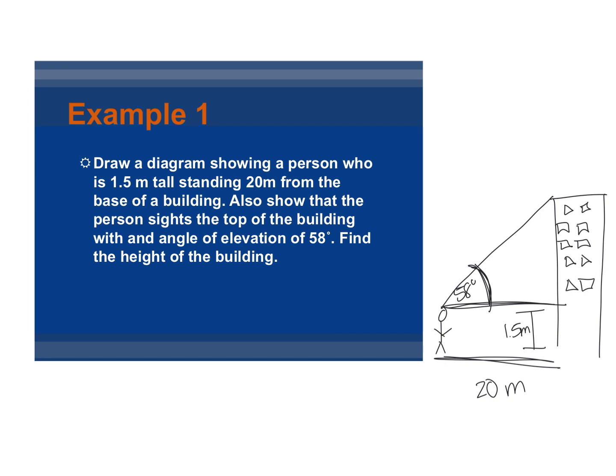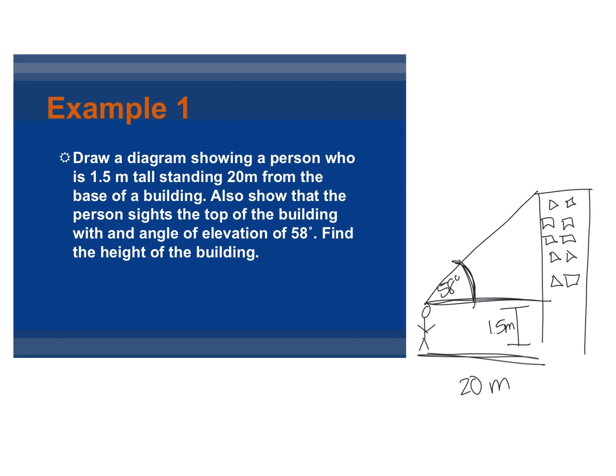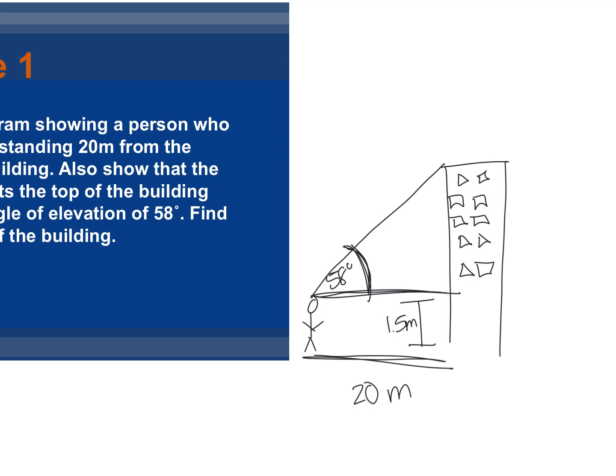So, labeling information. He is 20 meters from the building. My angle of elevation is 58 degrees. And they're asking me, find the height of the building. They want me to find the total height.